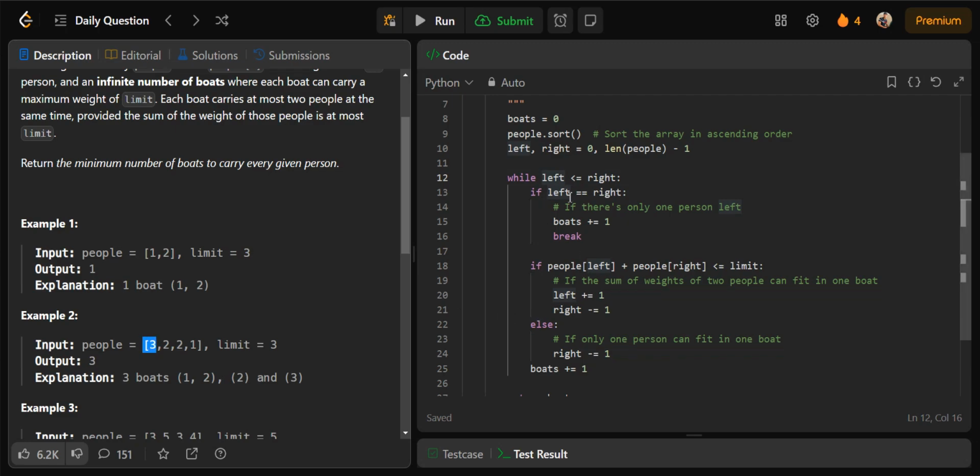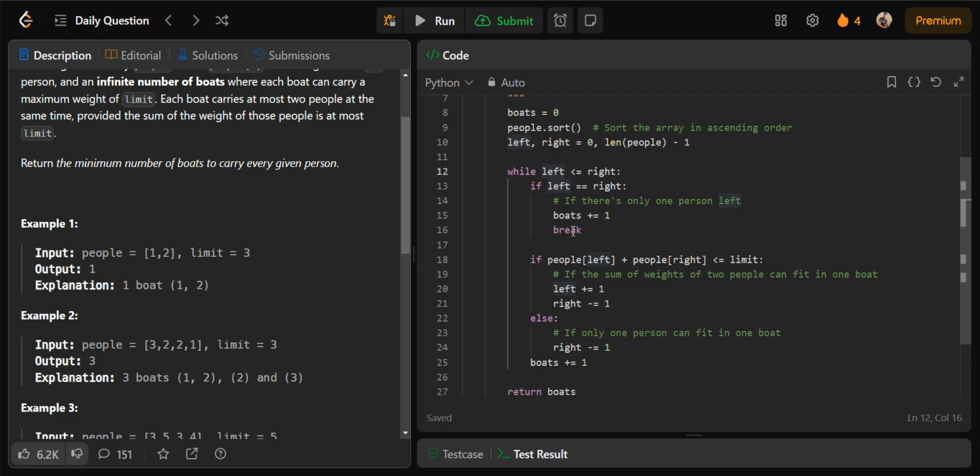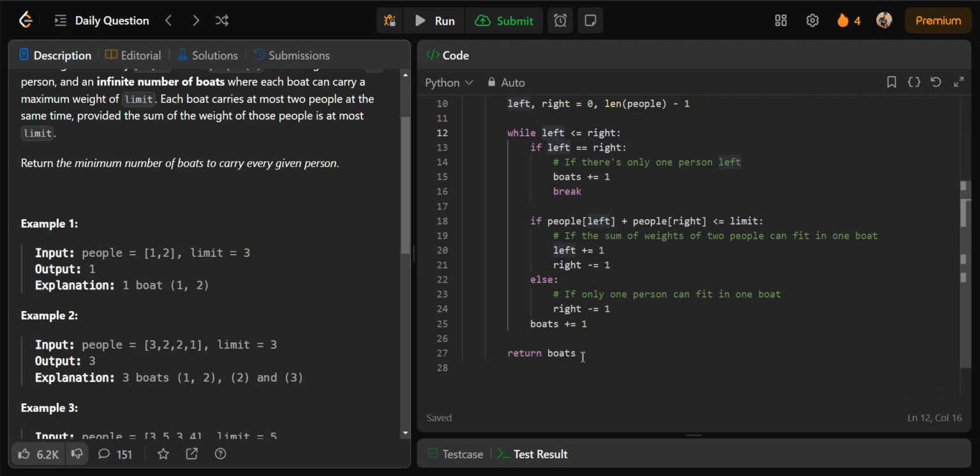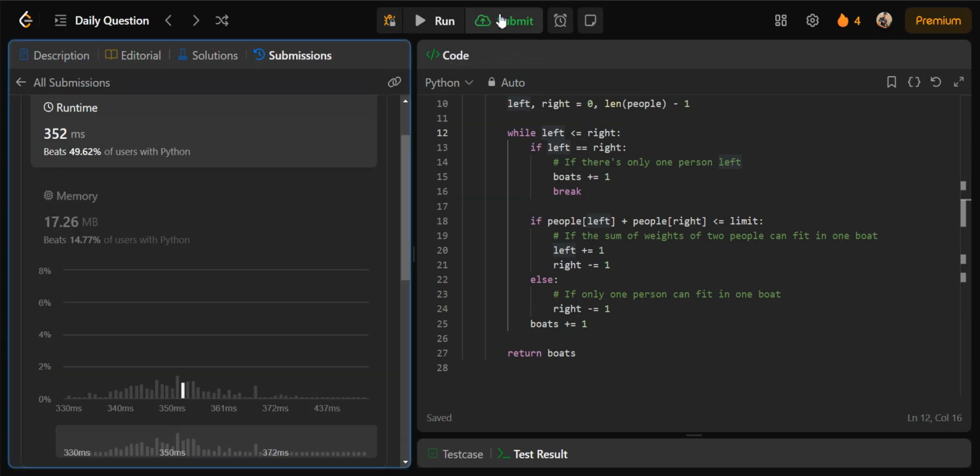Now we go to the same loop again. If people of left plus people of right is less than or equal to limit, it means 2 plus 1 is within the limit, so we can remove 2 and remove 1, then increment left and decrement right, increment the boat, and continue. Finally we can submit this code, and here we can see the code is successfully executed.